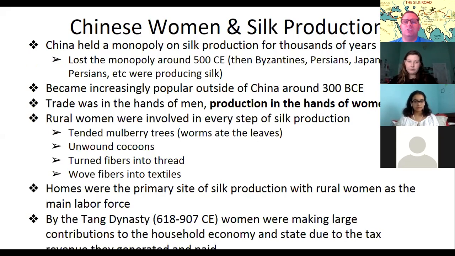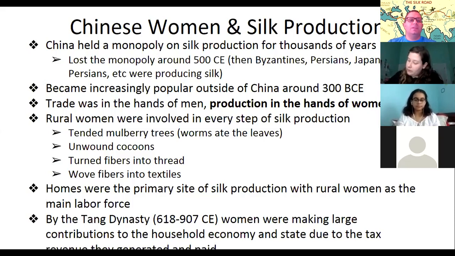Okay, so silk production actually leads to roles for a lot of women. As I mentioned to you, for thousands and thousands of years, China actually had a monopoly on silk production. And that monopoly is something that they lose around the year 500 or so CE. Now here's what's important about this trade in silk. The men handled all of the actual trade, whereas the women handled all of the production. So the women were making the silk, okay, and then the men traded it.